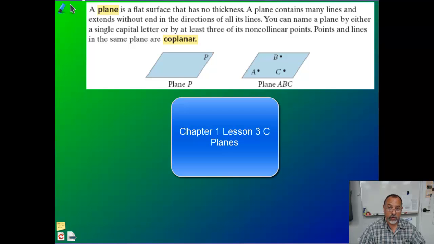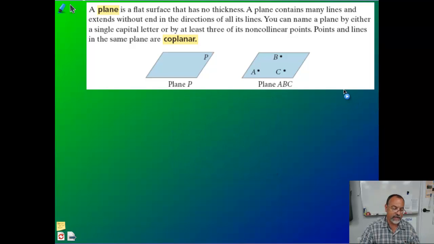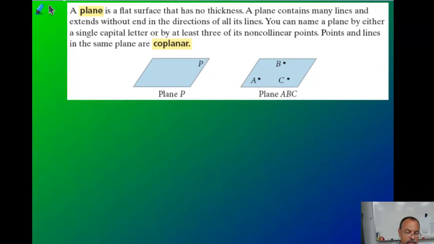This is Geometry Chapter 1, Lesson 3, Video B. We're going to look at planes in this video. Not planes like going to fly in a plane, but a different type of plane. So let's go ahead and see what we're talking about.